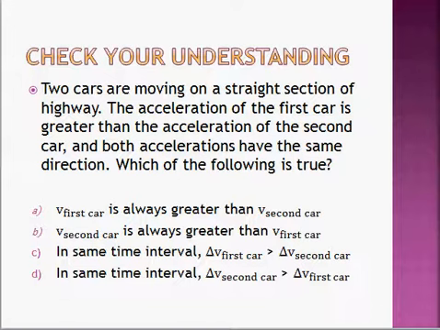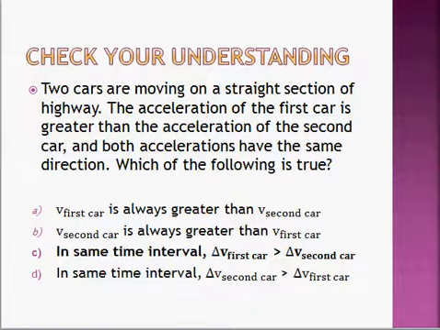In that same time interval, the change in velocity for the first car is greater than that of the second. And that just goes back to the meaning of acceleration. Acceleration is change in velocity over time. If the first car has a greater acceleration than the other, then it's going to have a greater change in velocity in that same period of time. So as a result, D would not make sense. D says the second car has a greater change in velocity. That makes no sense if the first car has the greater acceleration.